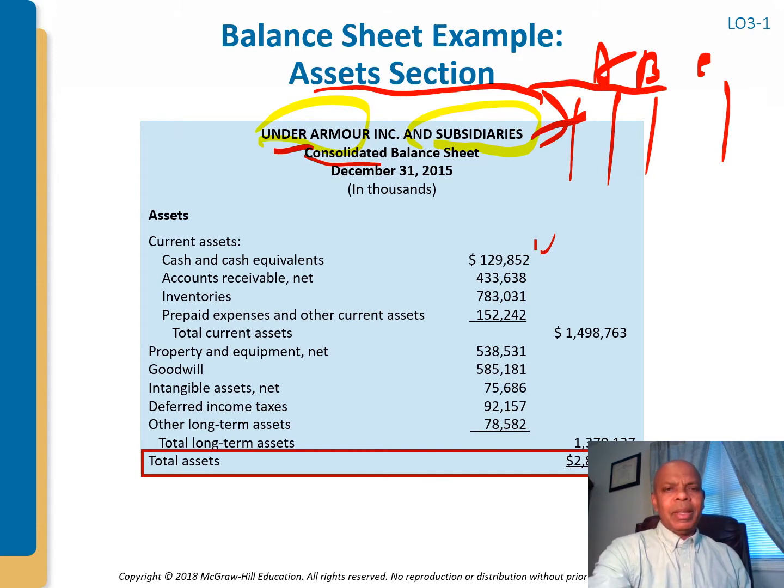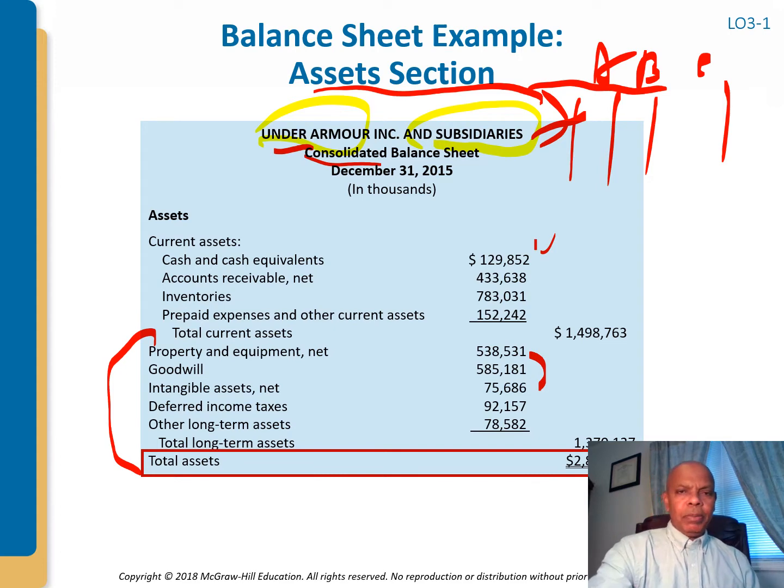These we call fixed assets. This one is property and equipment, and then we have goodwill and other types of intangible assets, maybe trade names, trademarks, whatever it is, right? And then we have deferred income taxes. What are deferred income taxes? Income tax you're responsible for paying in the future. Actually, deferred income taxes here are an asset, an income tax asset. You already paid it, and you can utilize it for book purposes.